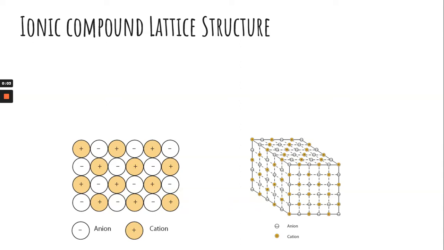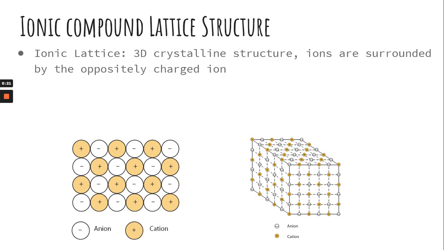So we're going to look at the ionic structure, how these compounds are put together, and then what properties this leads us to. If you look at the picture, you have the positive and negative, and they're alternating, and that is called the lattice structure. So an ionic lattice, just that 3D structure, you have oppositely charged ions surrounding each other.